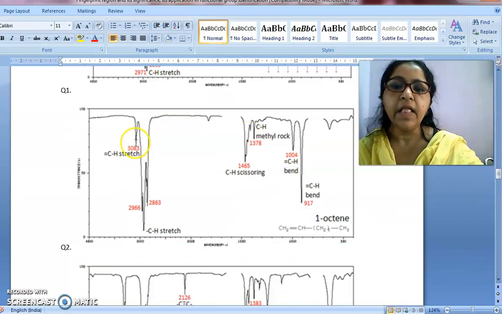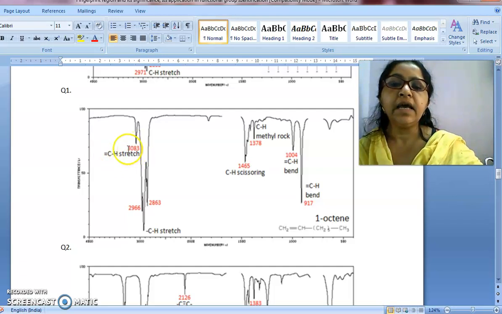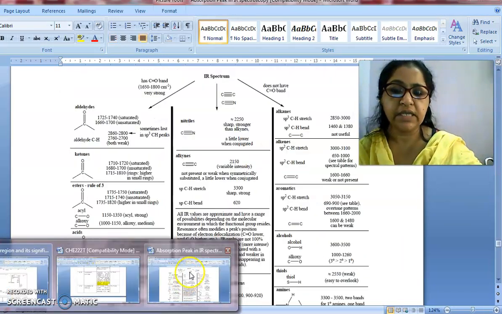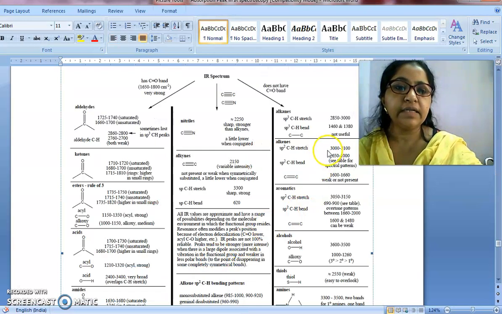What we see here, these are there, but apart from that there is a weak peak in the region 3083. Apart from that, there are two extra peaks when we compare this one with the other one. So we got these two, fine, it's there also, but we have three extra peaks. So what are these for? If we go into the data to refer, we will find that it is matching with this particular range.